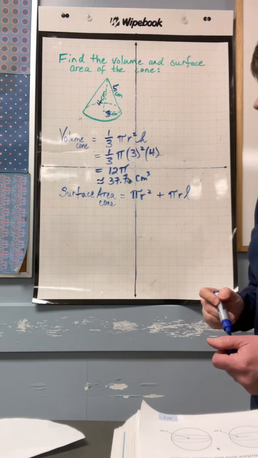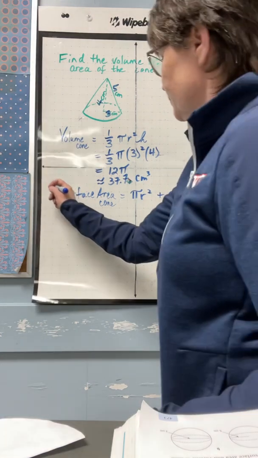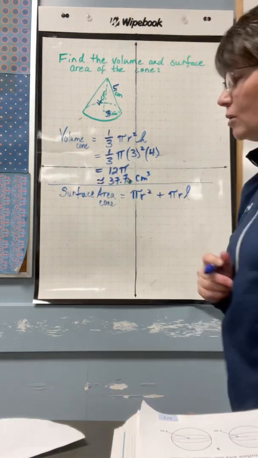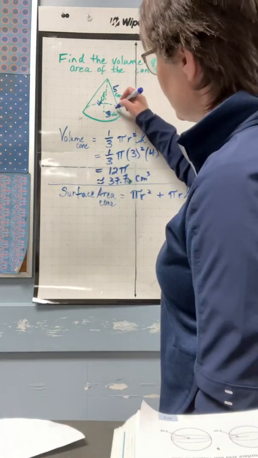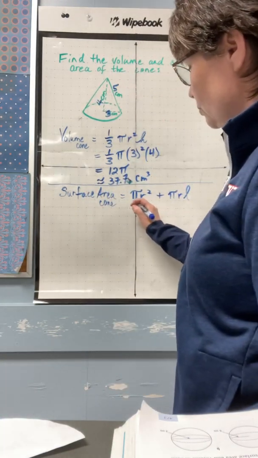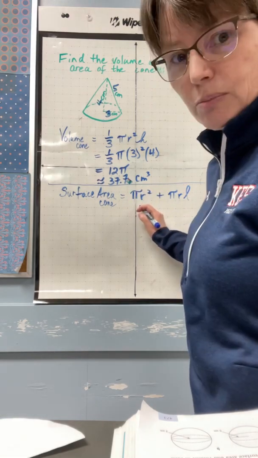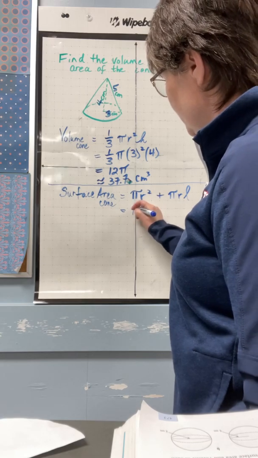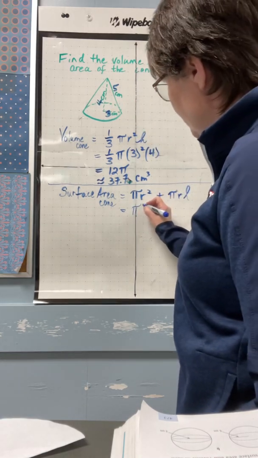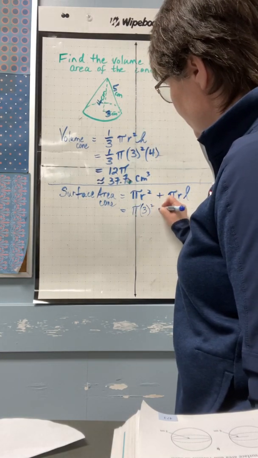All right. Surface area now. Surface area of a cone is really the surface area of the base of that circle. So that's a circle under there, which we know that the area of a circle is pi r squared, so that's why that ends up being that. Let's fill in what we know. Pi, the radius of that circle is 3, so 3 squared.